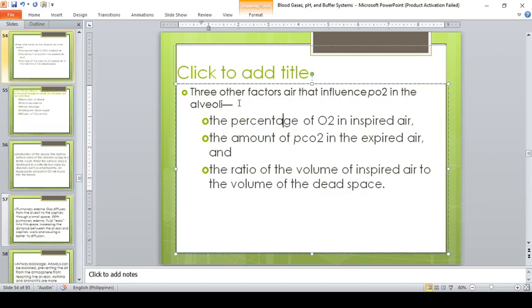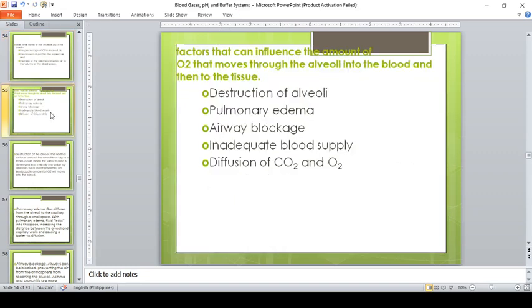Okay, so there are 3 other factors that influence the dissolved or partial pressure of oxygen in the alveoli. That is the percentage of oxygen in inspired or inhaled air, the amount of carbon dioxide in the expired or exhaled air, and the ratio of the volume of inspired air to the volume of the dead space.